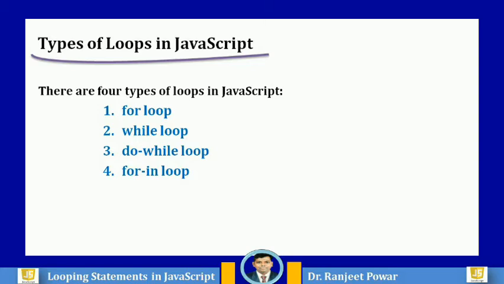The second one, that is exit control loop. In this type of loop, the test condition is tested or evaluated at the end of the loop body. Therefore, the loop body will execute at least once, irrespective of whether the test condition is true or false. So do while loop is an exit control loop. In the next section of the video, we will discuss each of these loop statements in detail.